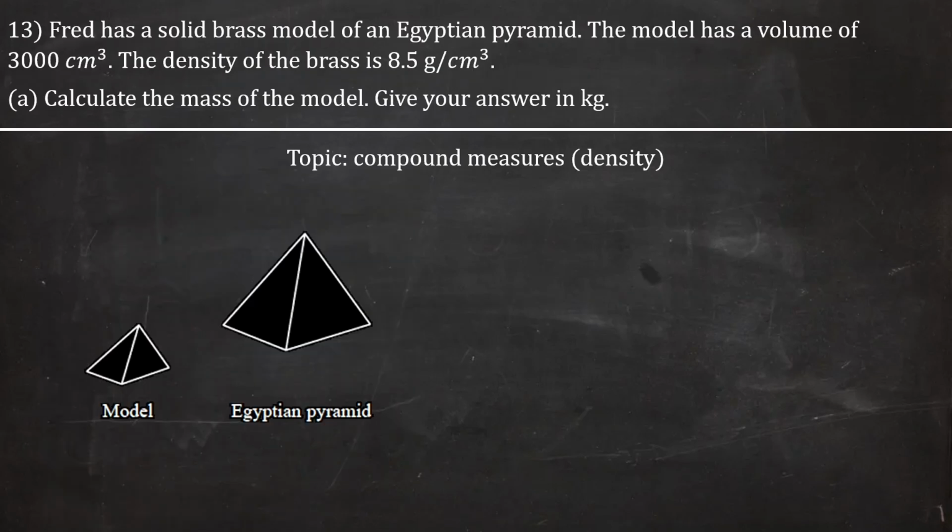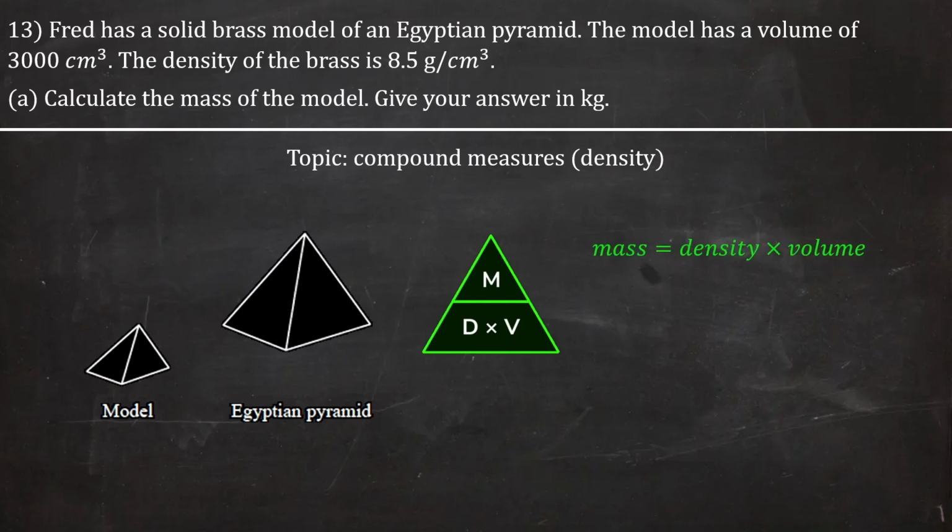Question 13. So we start with a compound measures question. That's the easy part of the question, part A. So first we need to find the mass of the pyramid. So mass is density times volume. Just draw the pyramid. It will take you 10 seconds and it saves a lot of marks. So mass is density times volume.